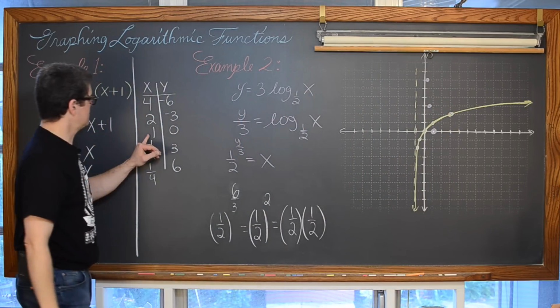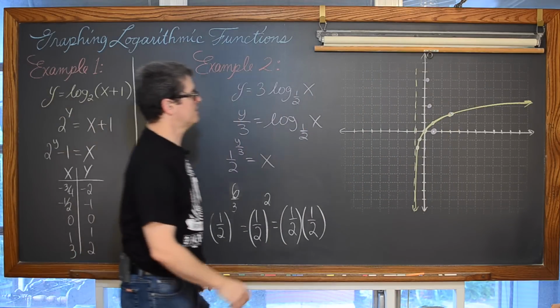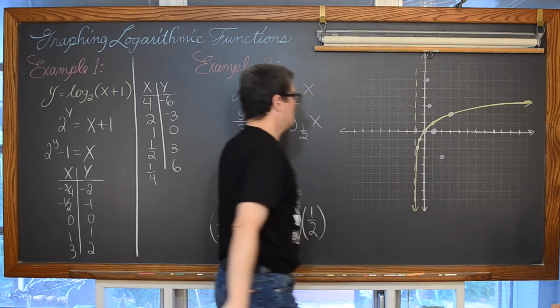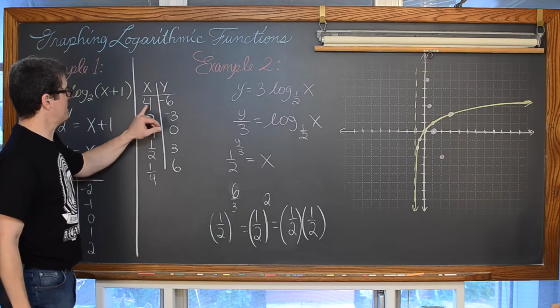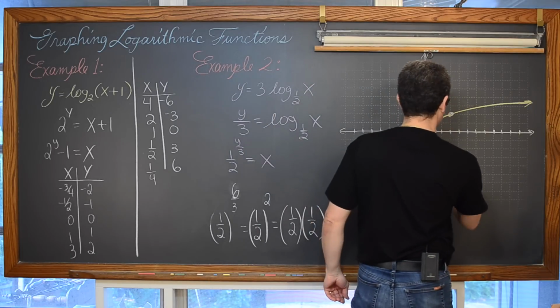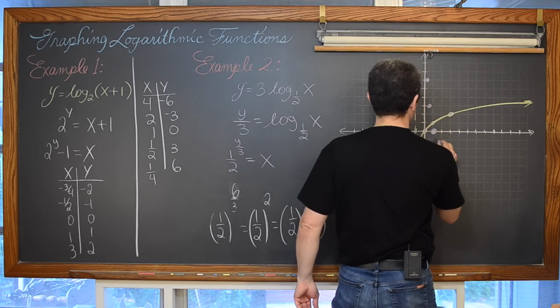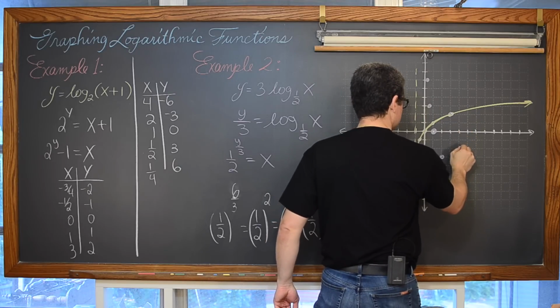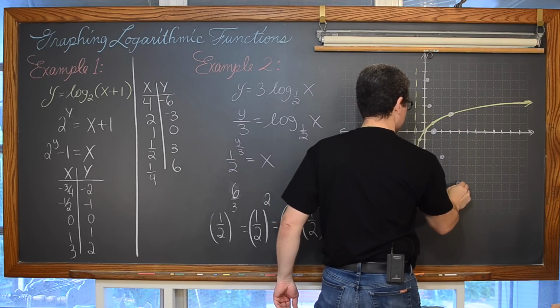When x is 2, the y value is -3. And when our x value is 4, the y coordinate is -6. So x is 4: 1, 2, 3, 4. And y is -6: 1, 2, 3, 4, 5, 6.